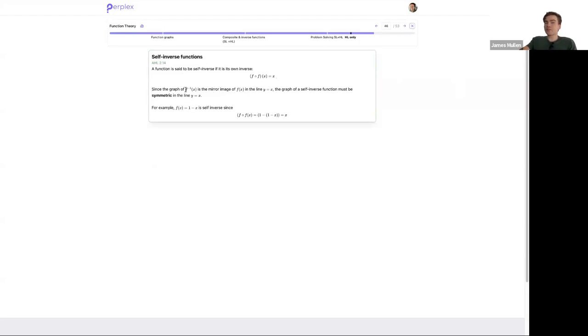Since the graph of f negative 1 of x is the mirror image in the line y is equal to x, and we're saying the function is its own inverse, that means that the function f, if it's self-inverse, has to be symmetric in the line y is equal to x. I reflect it to get the inverse, and it's the same function, which means the reflection can't change anything. That's only possible if it's symmetric in the line y is equal to x. So, for example, the function 1 minus x is self-inverse, because if I do f of f of x, that's 1 minus (1 minus x), which is just x.